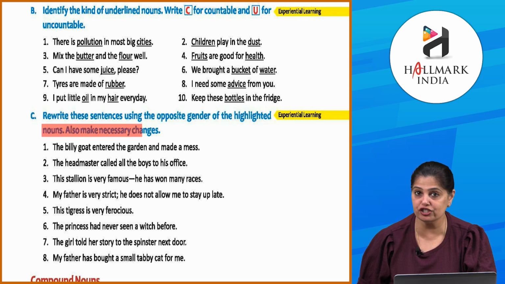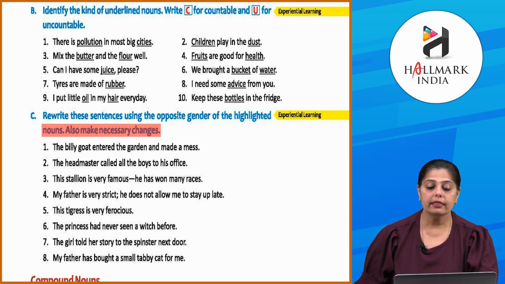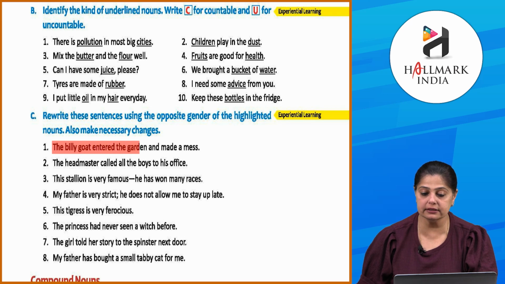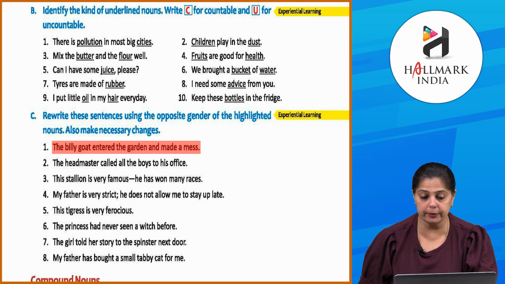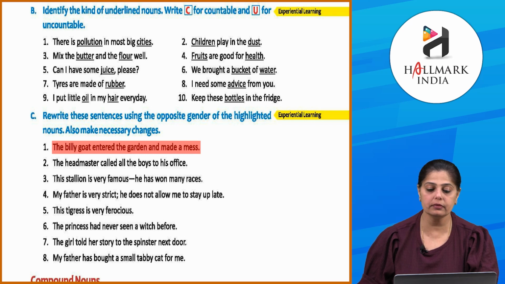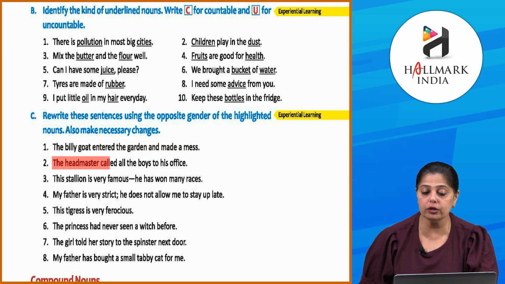Okay. Now, next. Rewrite these sentences using the opposite gender of the highlighted nouns. Also make necessary changes. The billy goat entered the garden and made a mess. Now, children, there we do not have any female name for the goat. So, it stays as it is. The billy goat entered the garden and made a mess. The headmaster called all the boys to his office. The headmistress called all the girls to her office.